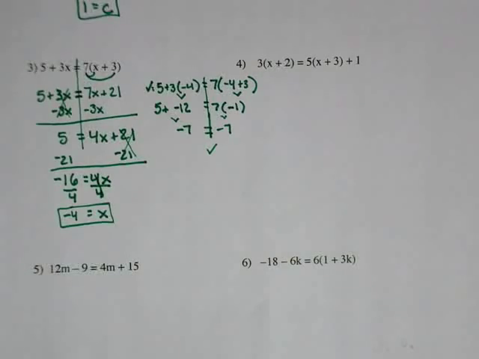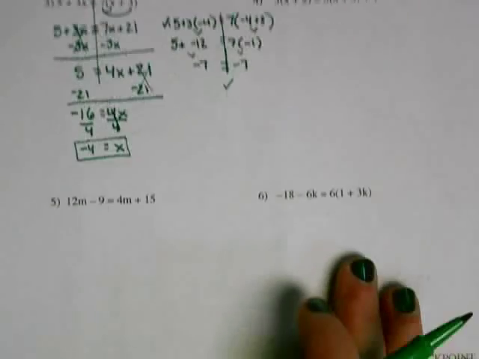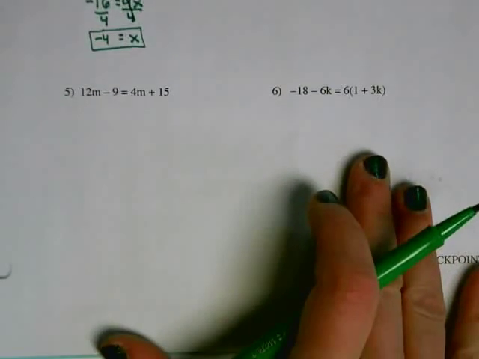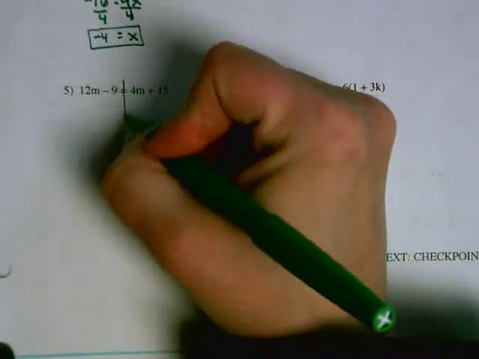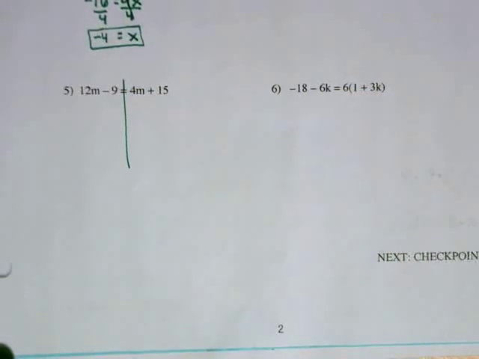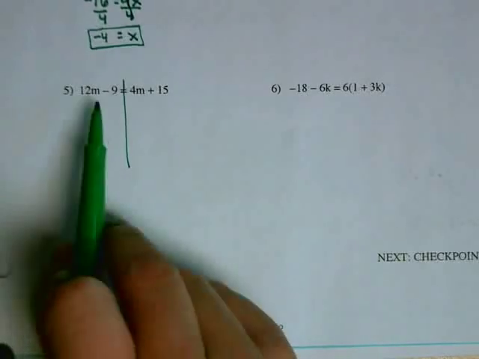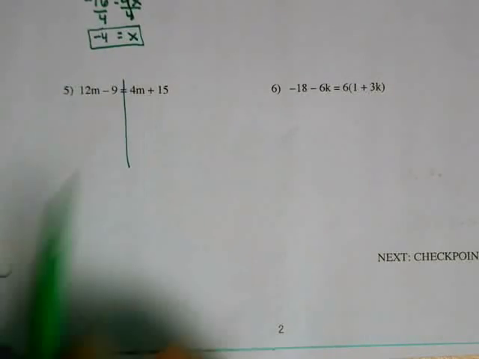All right, so let's do one more together. You might as well do 5 since we're kind of doing this column right here. Let's go down to look at 5. Let's see if we can figure out what to do here. Is there anything that we can simplify on there first? Distributive property or combining like terms?